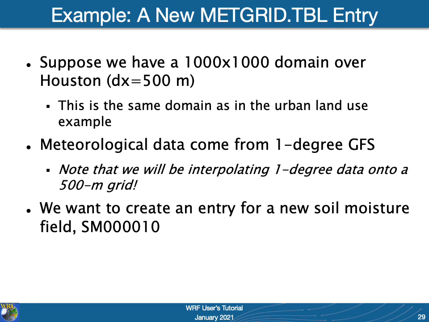and it's important to note before looking at the next slide that we're interpolating 1 degree data, which is something like 111 kilometer grid spacing around the equator, onto a 500-meter grid. So there's about a factor of 200 difference in resolution between the GFS data and our model grid. And for this example, we're going to suppose that we didn't already have a METGRID entry for the soil moisture field in the 0 to 10 centimeter layer.